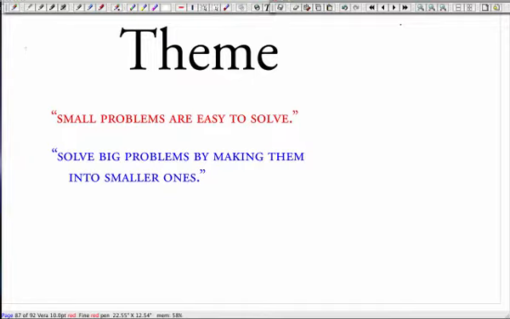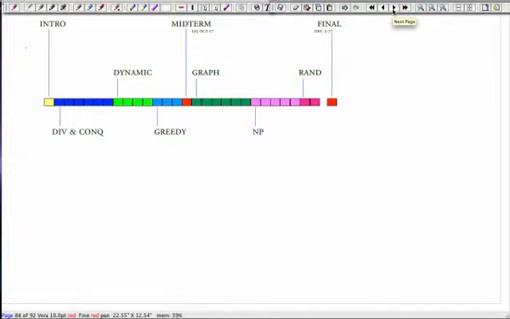So, what was the theme of this course? Small problems are easy to solve. Solve big ones by turning big problems into small ones, right? I think we've done that pretty effectively in several topics: divide and conquer, dynamic algorithms, greedy algorithms, graph algorithms. There was a big section here.